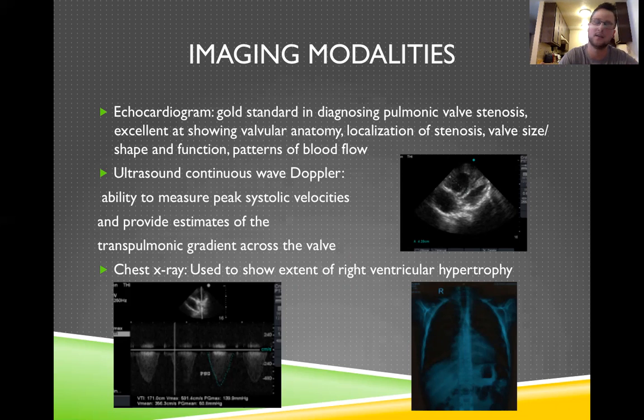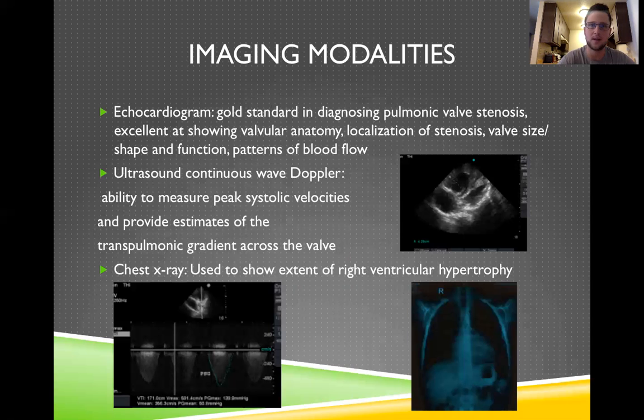And most importantly, it's able to give you a good look at the pattern of blood flow. Is there regurgitation happening? Is it struggling to go through the valve? And the echocardiogram is normally what gives the definitive diagnosis for pulmonary stenosis when it is suspected. And then also, among other imaging modalities, we have ultrasound through continuous wave Doppler. And this one's very useful because it is able to measure peak systolic velocities and provide estimates of the pressure gradient inside the ventricle.